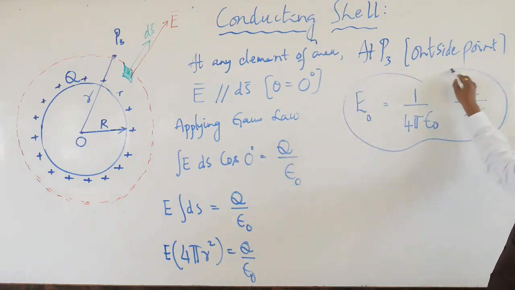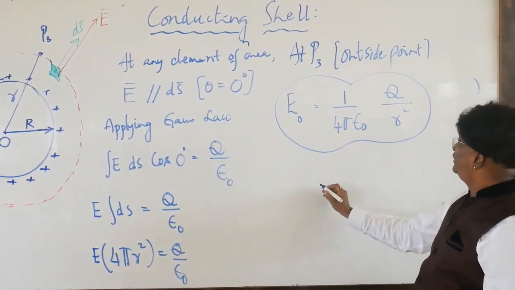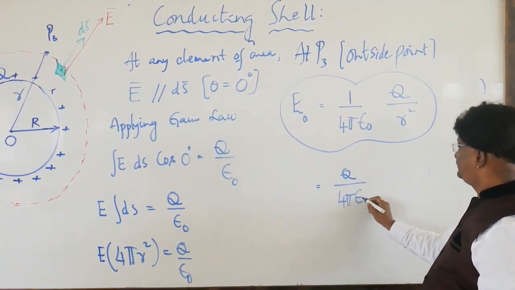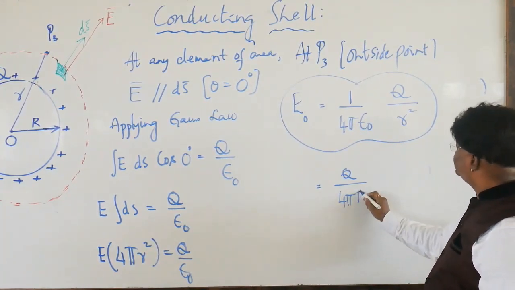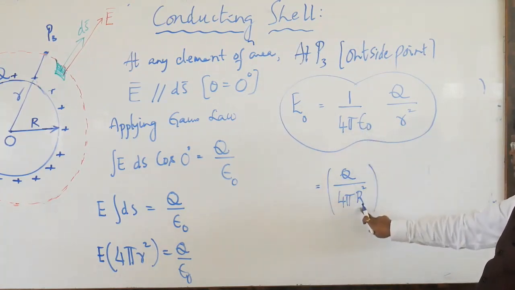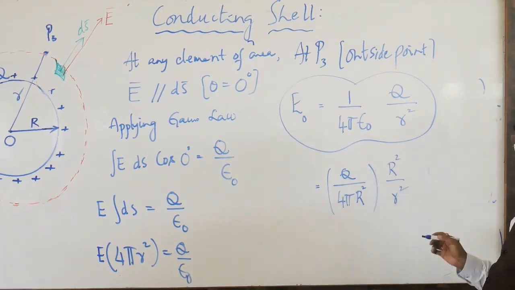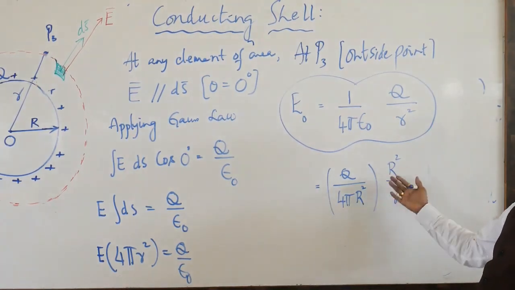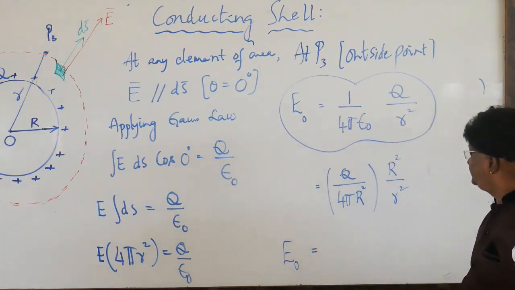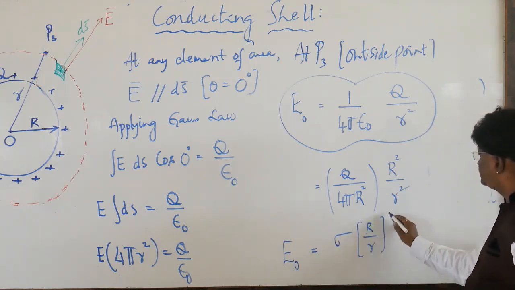Even this expression, you can have a small change. How? Earlier we have shown this is q by 4 pi epsilon naught, q by 4 pi r square, let me write it as. So this is r square in the denominator that I have used, therefore here I will use r square by small r square. Is that okay? Therefore this expression E at any outside point, you will write it as sigma times capital R by small r whole square.